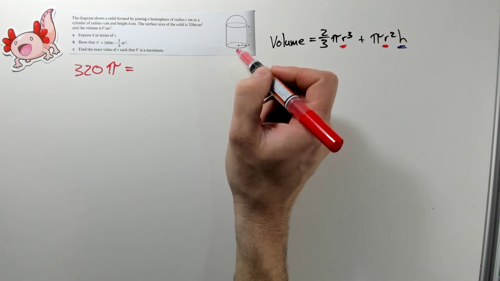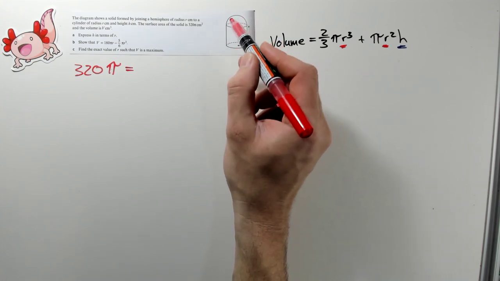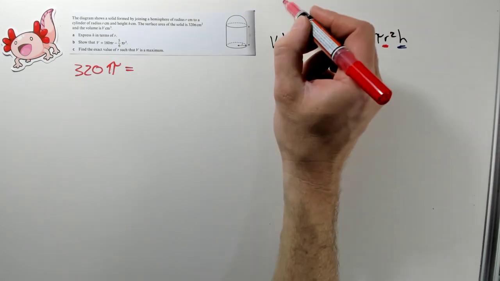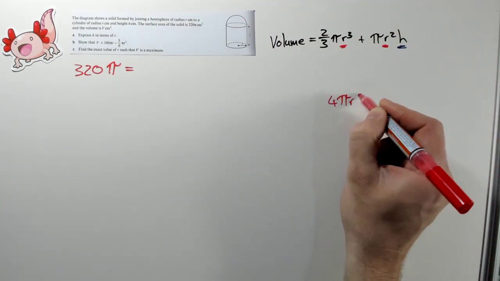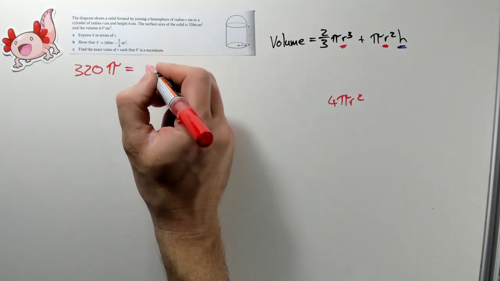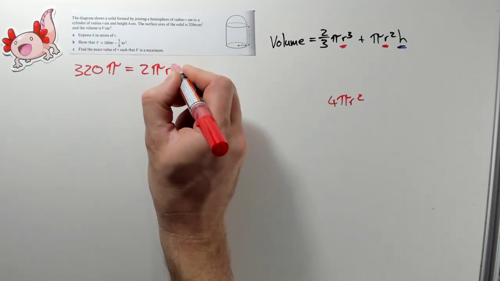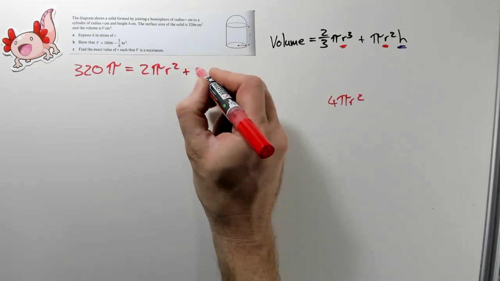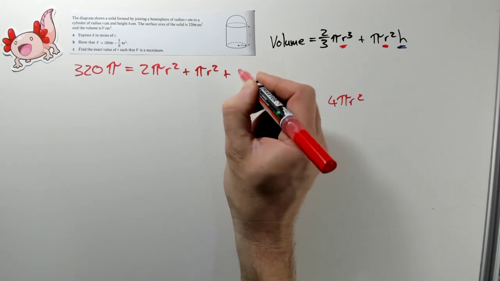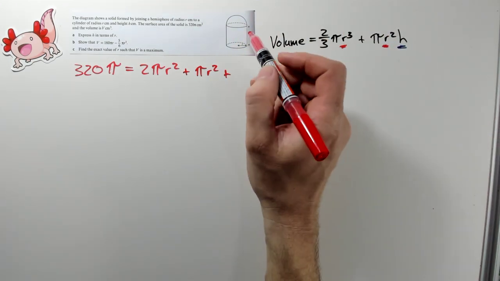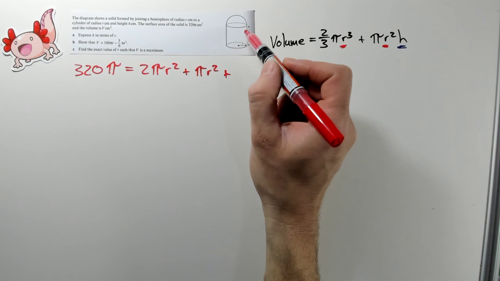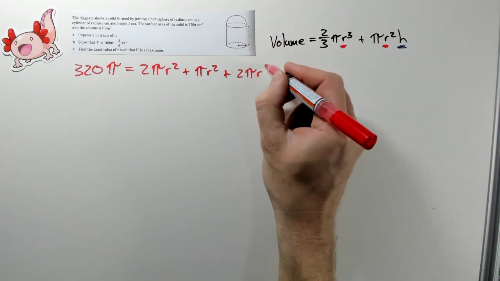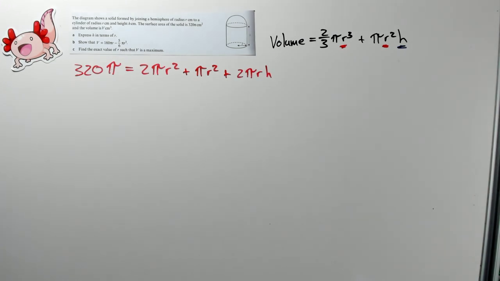Let's start at the top. This is going to be a hemisphere. A sphere usually has a surface area of 4 pi r squared, so this is half that: 2 pi r squared. That's that part. The next part, I'll just do the circle at the bottom because that's quick: pi r squared. And then the cylinder part: the curved part is the circumference of the circle, which is 2 pi r, and then times the height, because it's actually a rectangle.